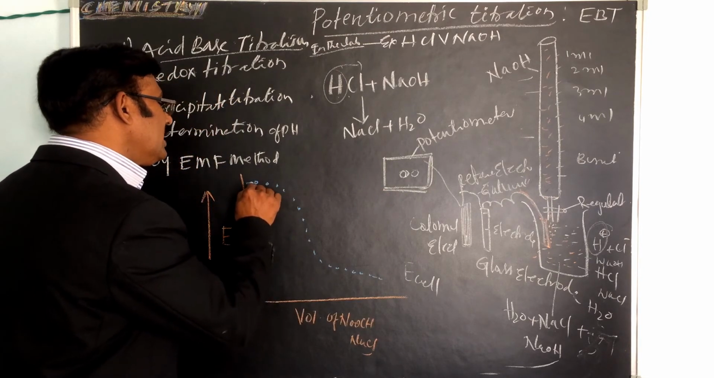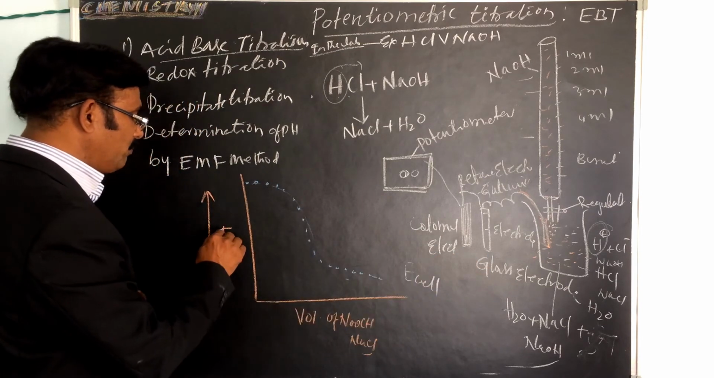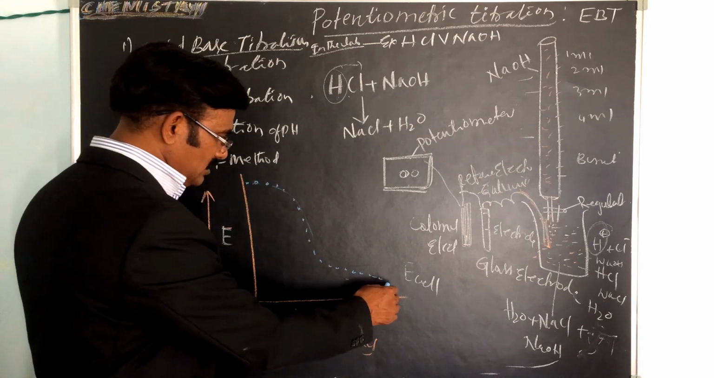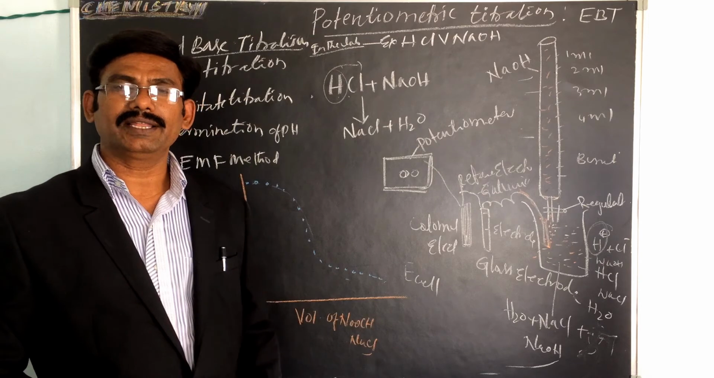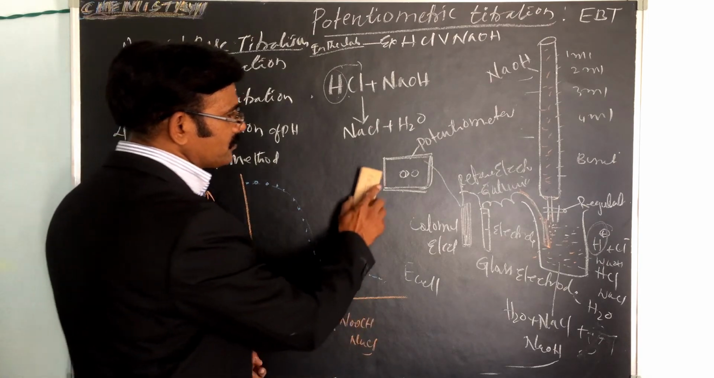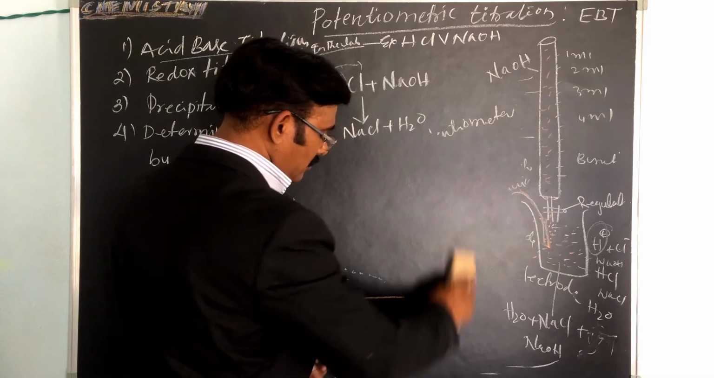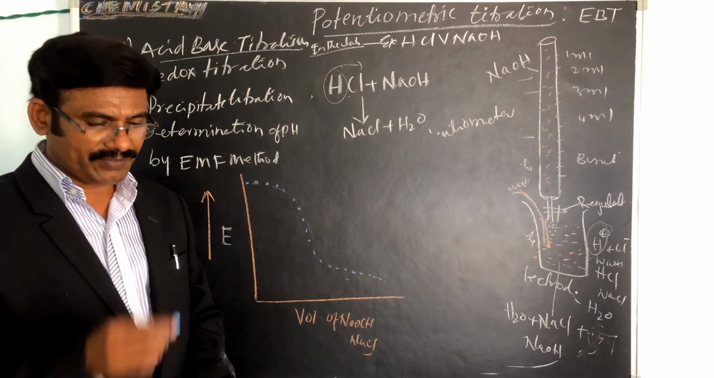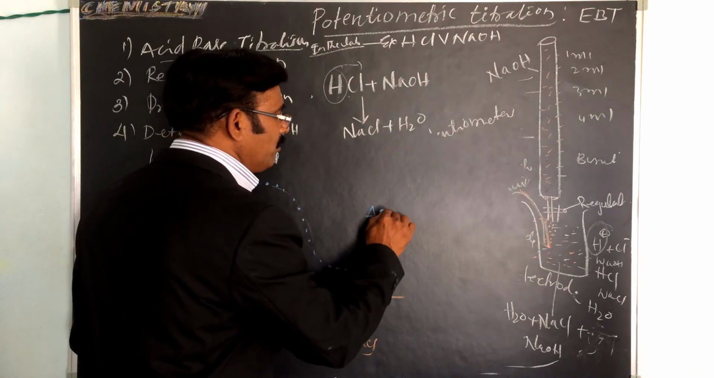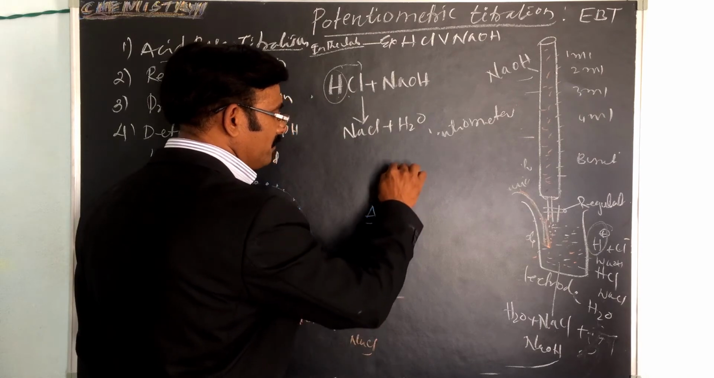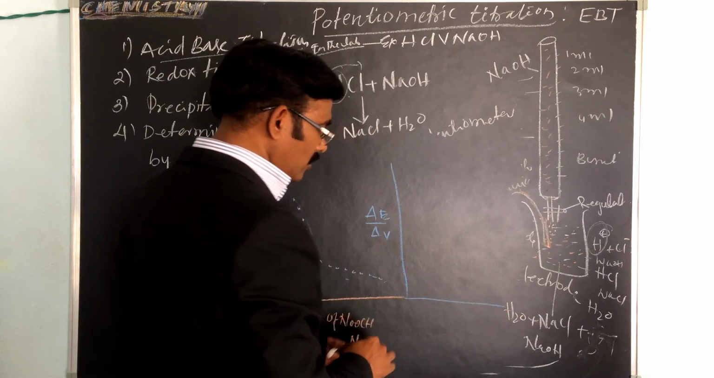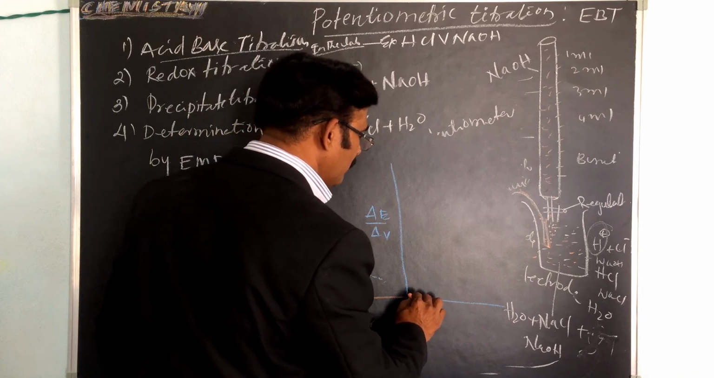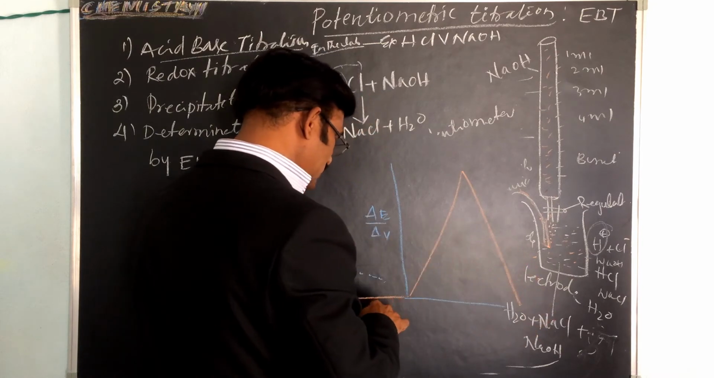So slowly decreasing the H plus ion concentration means the potential values are slowly decreasing like that. One more: the plot of delta E by delta V, we can plot delta E by delta V. So the plot will come like this. This is the maximum.